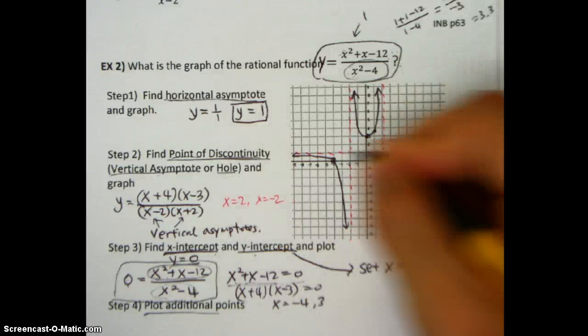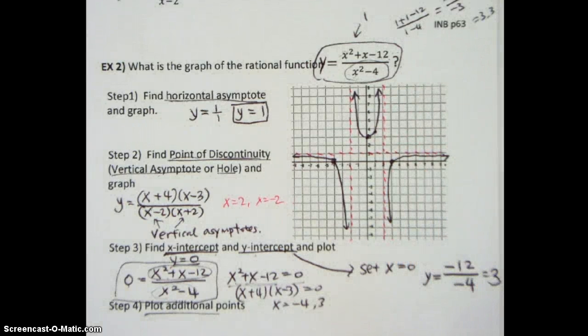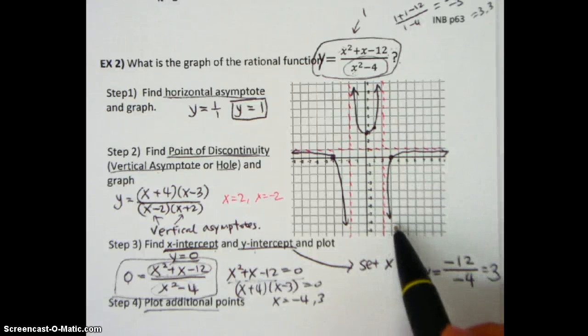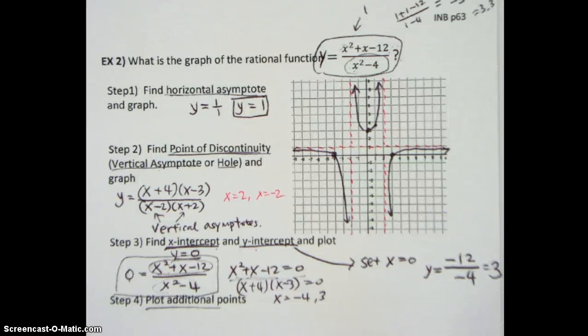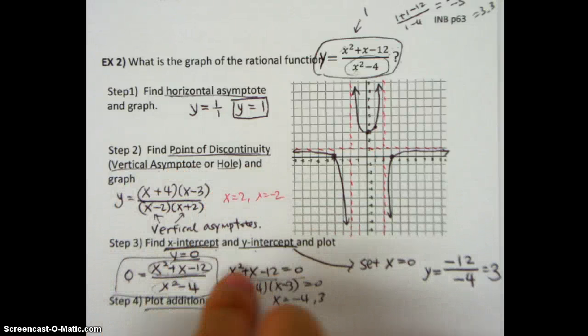So the graph will look something like that. This is just a rough estimation. For this lesson, though, it's enough to have just a rough estimation. So that's how you graph based on our knowledge of the horizontal asymptote, vertical asymptote and hole, and the x and y intercepts.